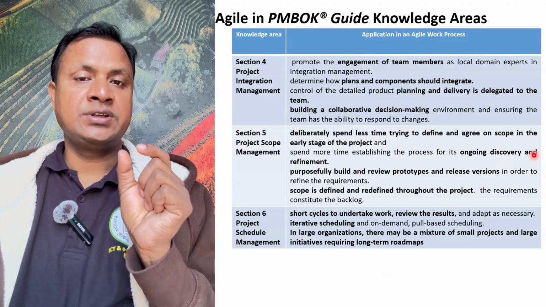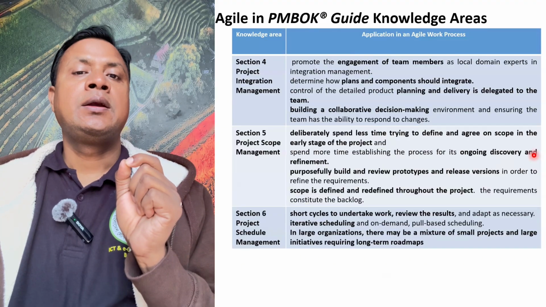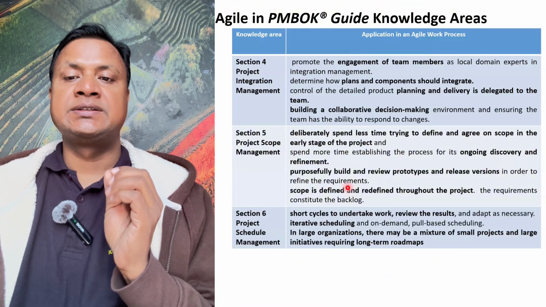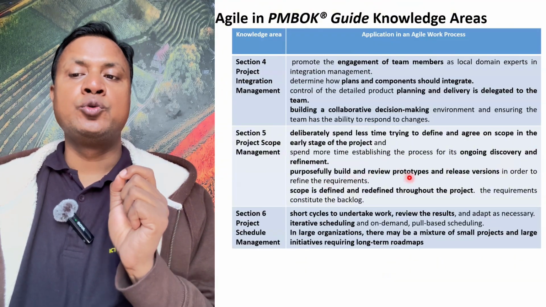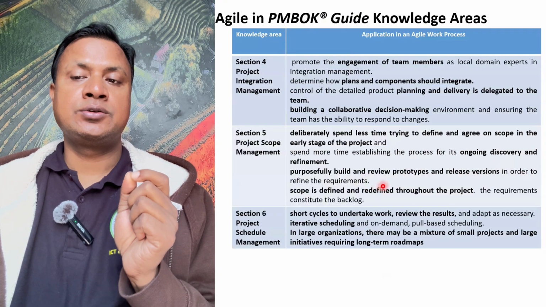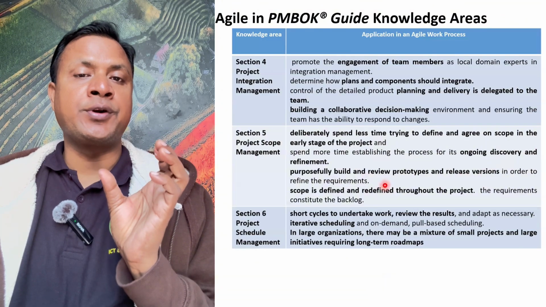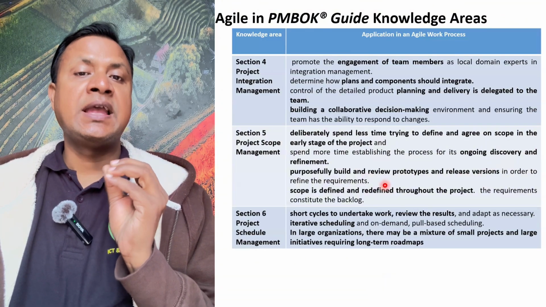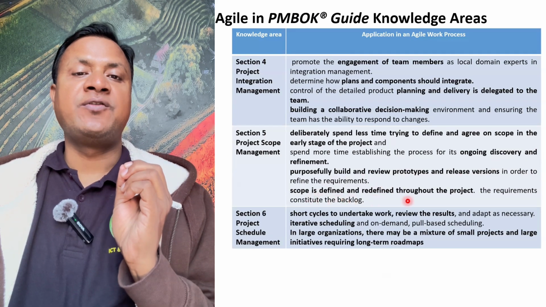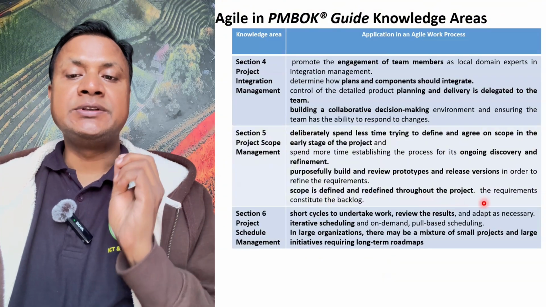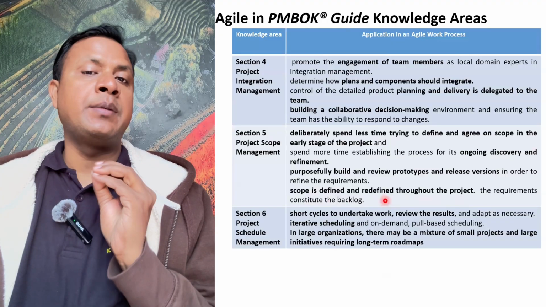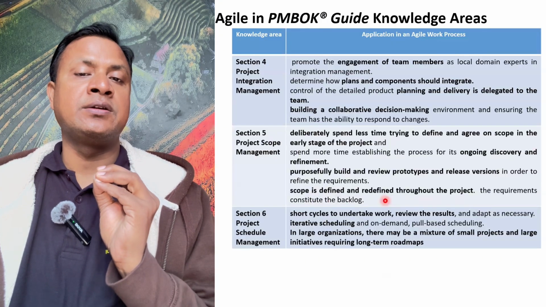So in each iteration, in each sprint, we take the feedback from the stakeholders. We purposefully build and review prototypes and release versions in order to refine the requirements. So we demonstrate a prototype, we accept the feedback, and then we work on it. So we refine it. Scope is defined and redefined throughout the project. These requirements constitute the backlog. Whatever the feedback is, it comes as a story or feature in the product backlog.